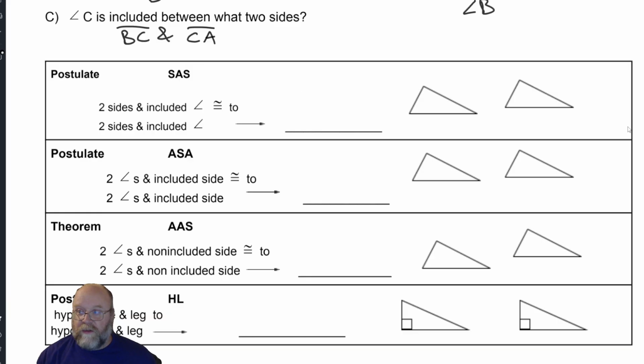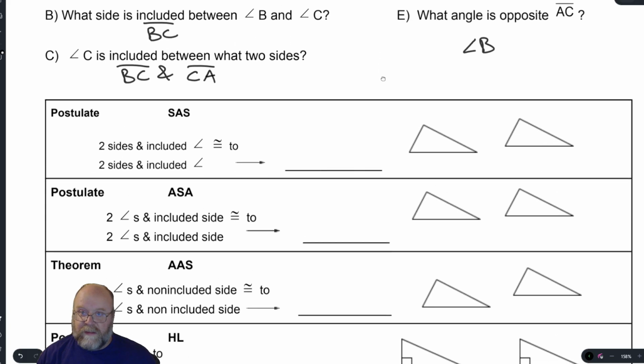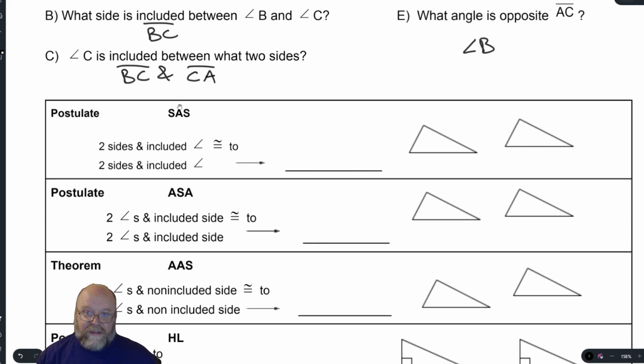SAS. Okay, so the reason why we needed to tell you what included means is because SAS is talking about two sides and the included angle. That's why the angle's getting hugged by the S's. The two sides and the included angle are congruent. So if these two sides and these two sides are congruent and the included angle is congruent, then that means the triangles are congruent.